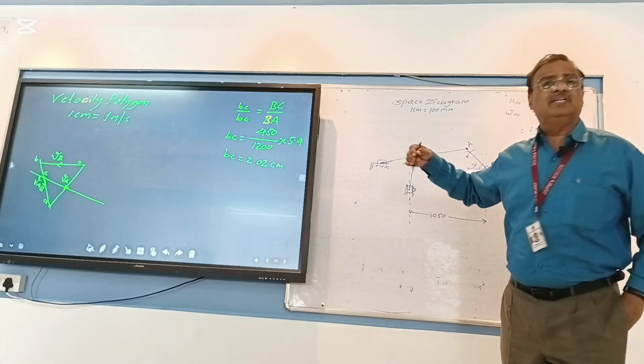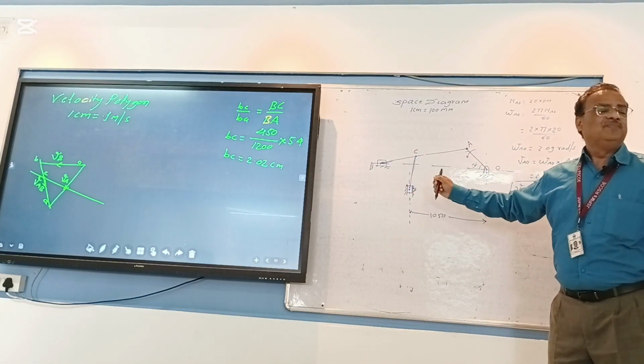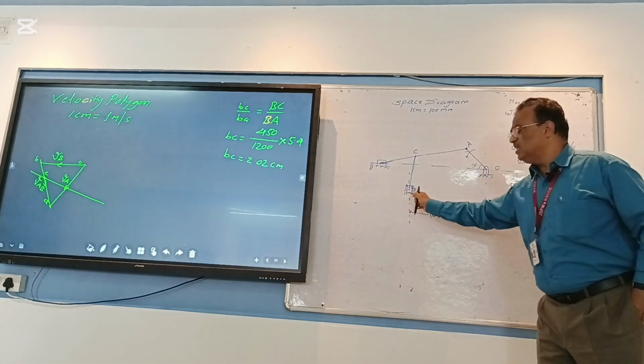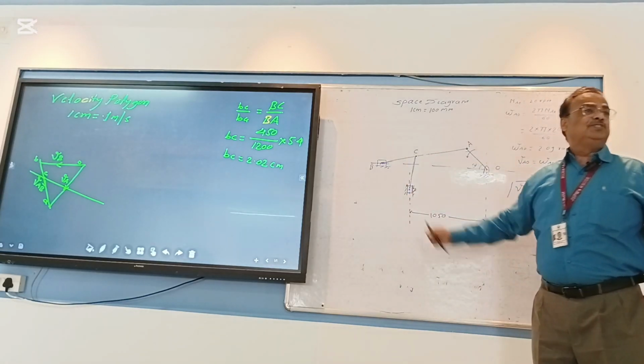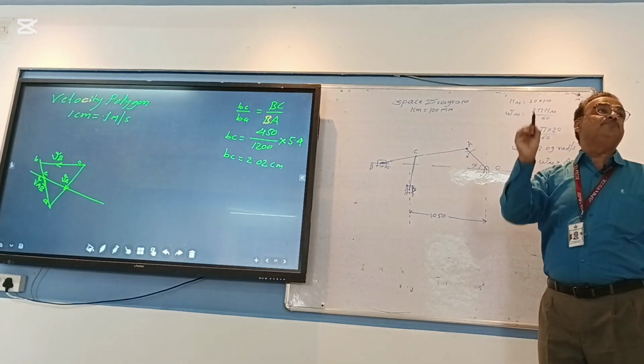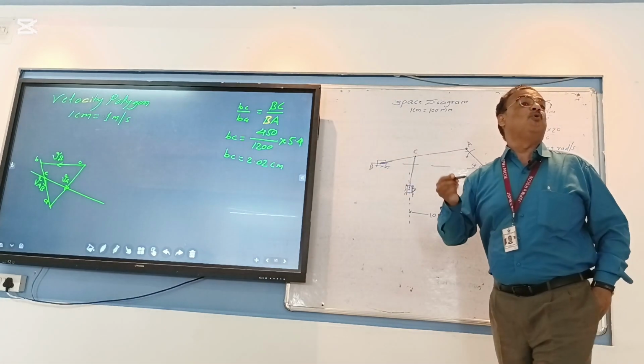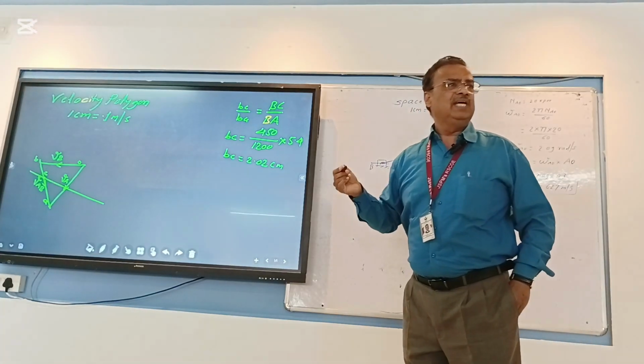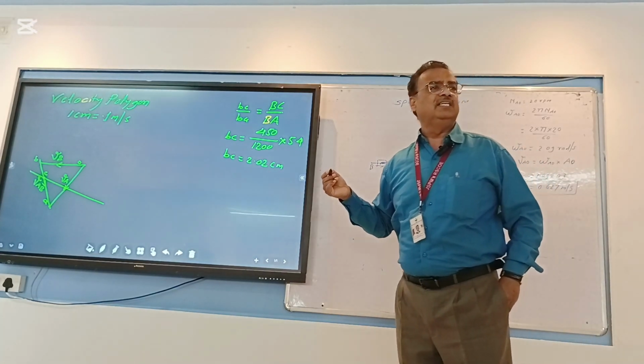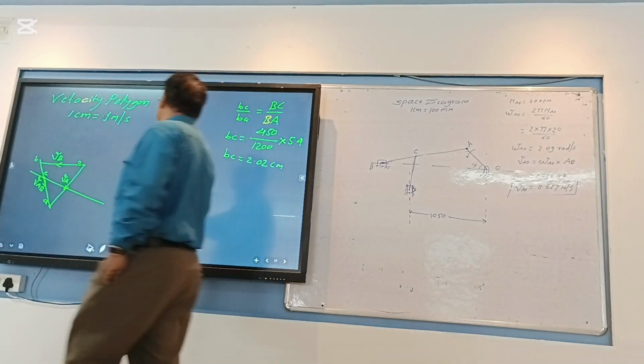Slider, vertical. How is it sliding? The line of stroke of this slider is vertical. So you just have to draw a vertical line from where it comes. O. Where will the vertical line showing the slider's velocity come from? It will come from O. This is the O.